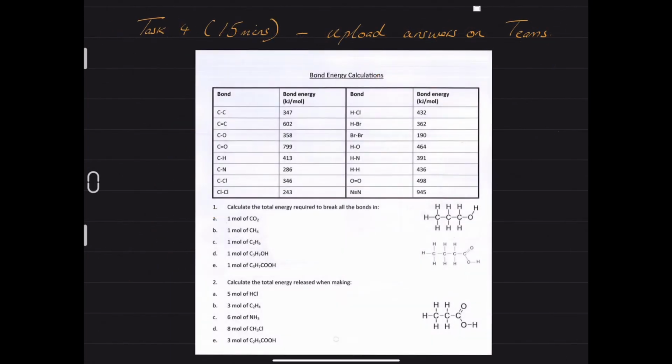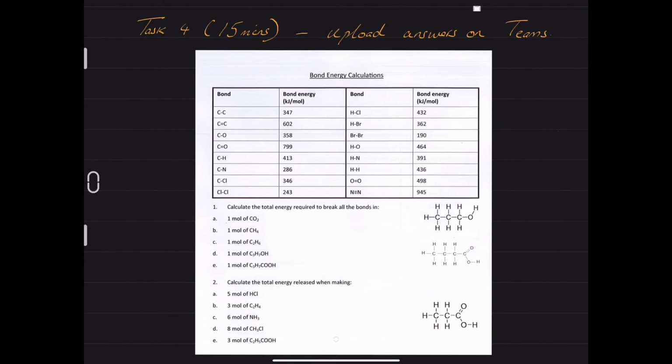Task 4. I want you to now go further with these calculations using the tables. Can you now answer these questions on a Word document using this table and the diagram on the right hand side to help you? Can you answer questions 1A, B, C, D and E and 2A, B, C, D and E? Can you upload your answers on a Word document on Teams once you've finished? I'll give you 15 minutes for this. This is task 4.